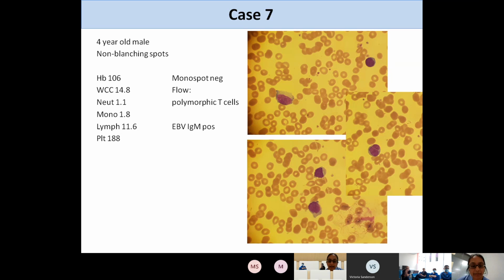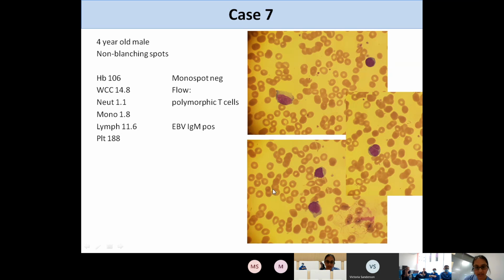So we did a bit of digging and we did a monospot test. EBV infection can cause bizarre looking lymphocytes. The monospot was negative. So we sent this blood film for flow cytometry, where they look at markers on cells to see if there's a monomorphic population or a polymorphic population. And the flow showed that these cells are probably polymorphic T cells. Something that's polymorphic is less worrying than something that's monomorphic because it suggests that it's a reactive thing.